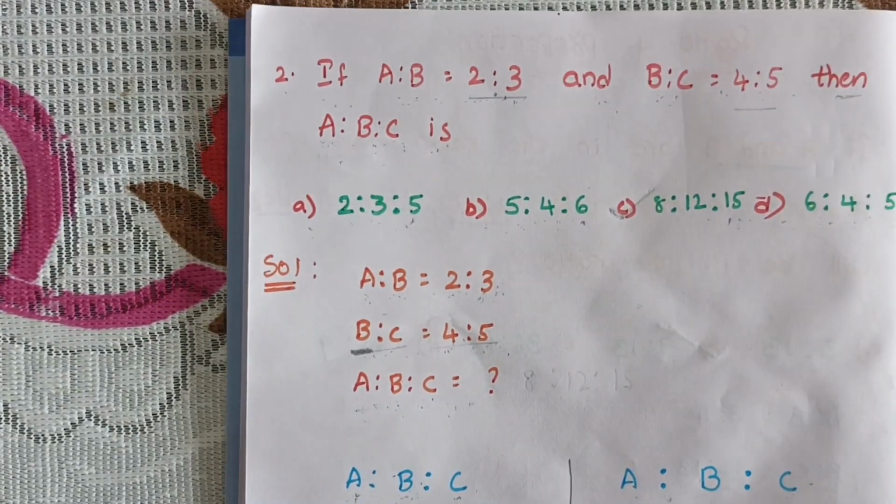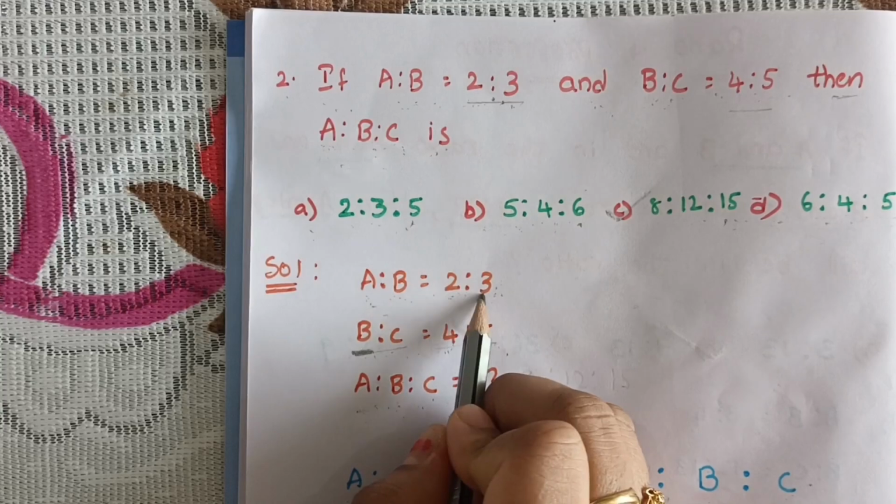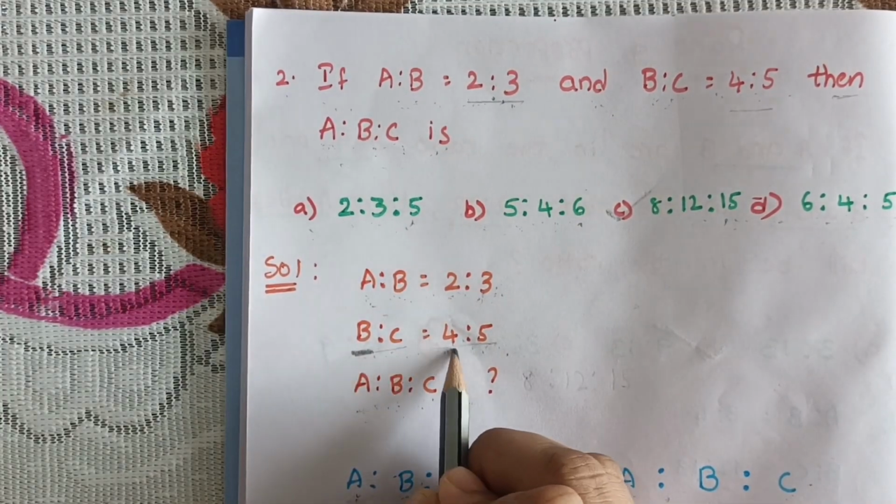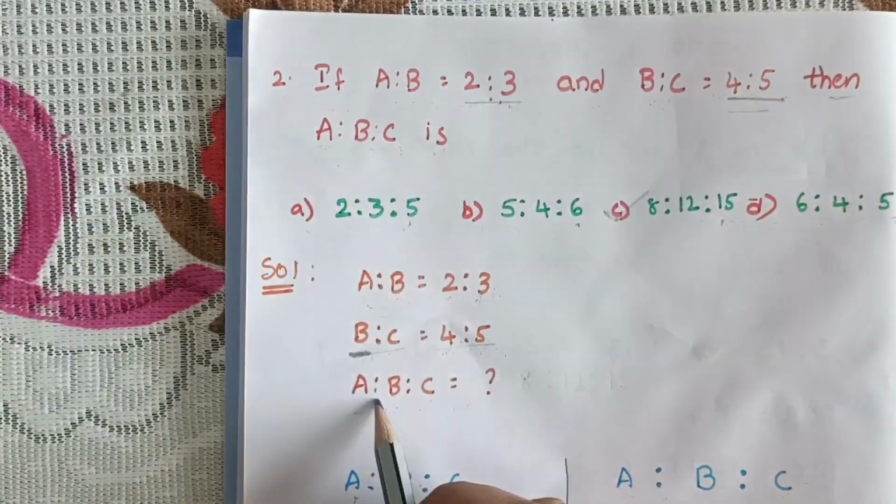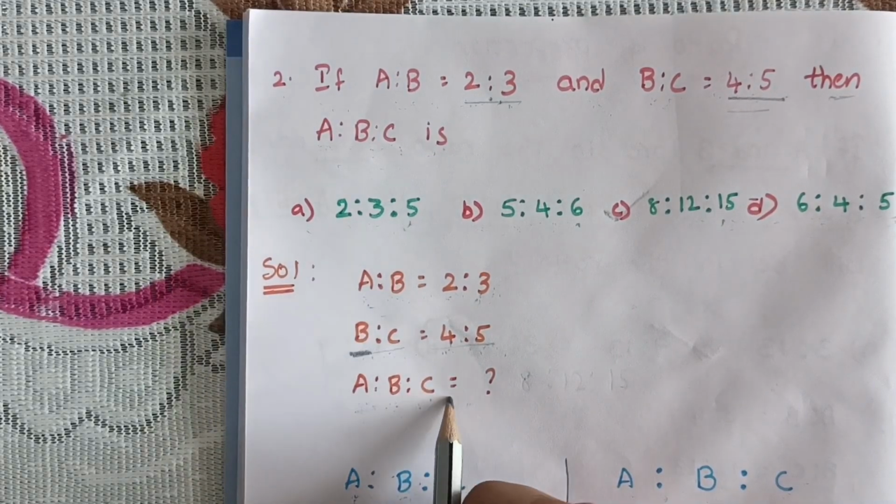Let's find the solution. A is to B is 2 is to 3, B is to C is 4 is to 5. We need to find the A is to B is to C values.